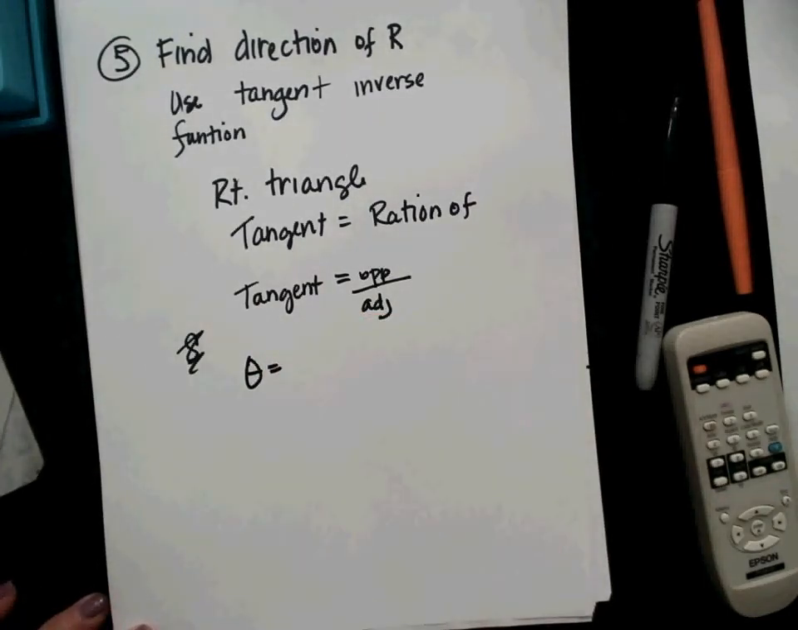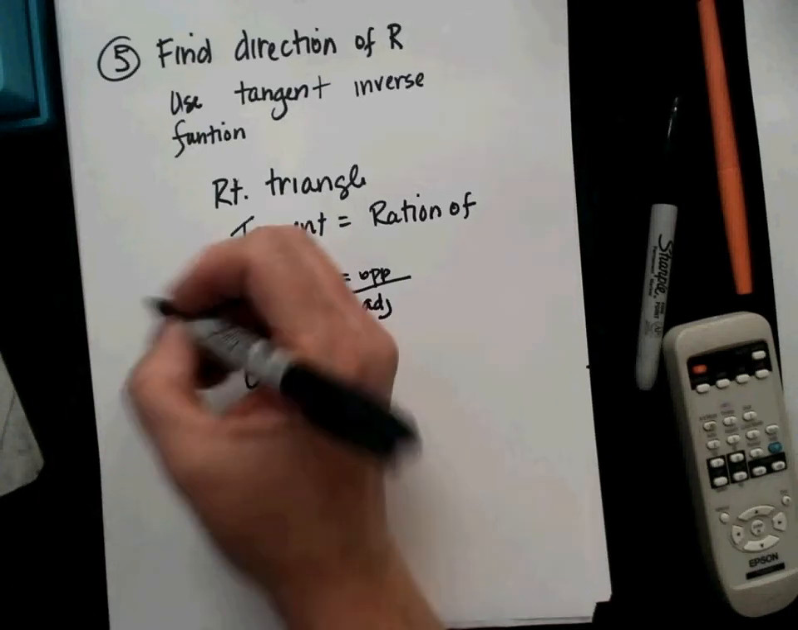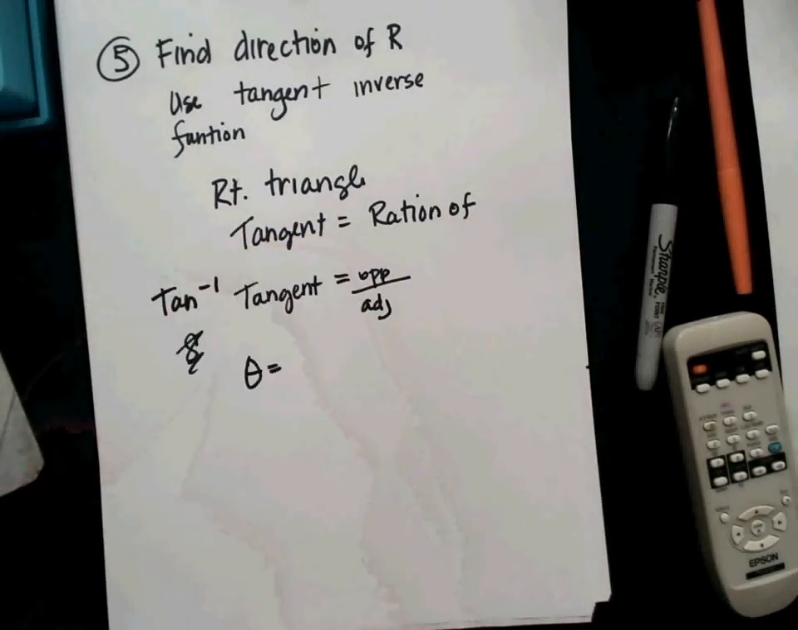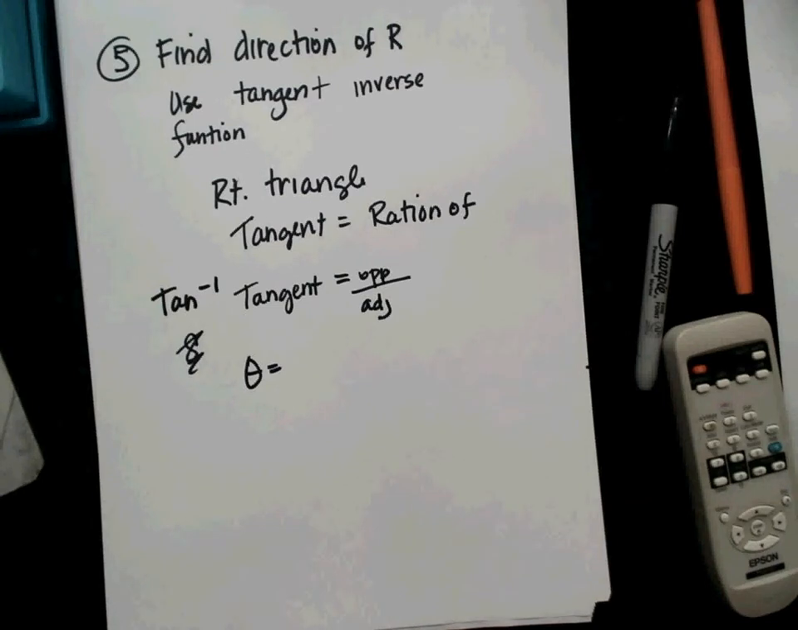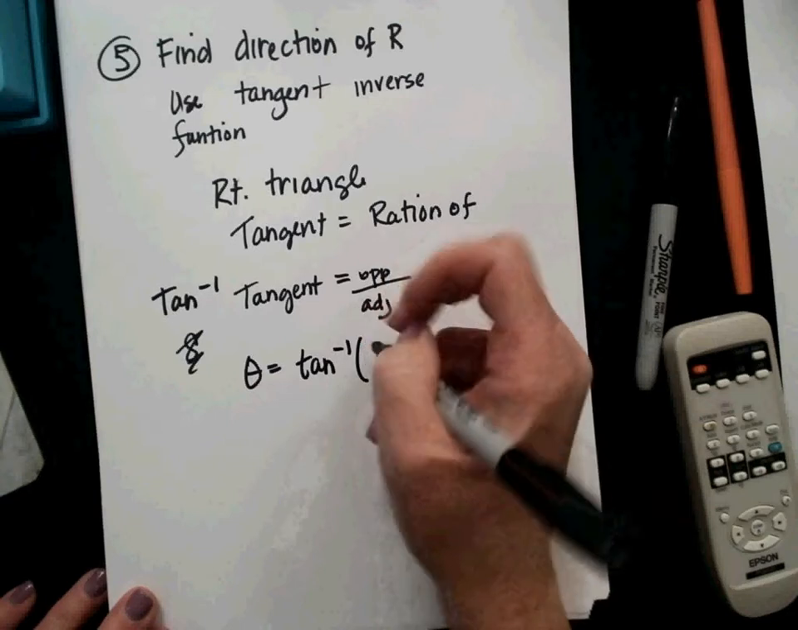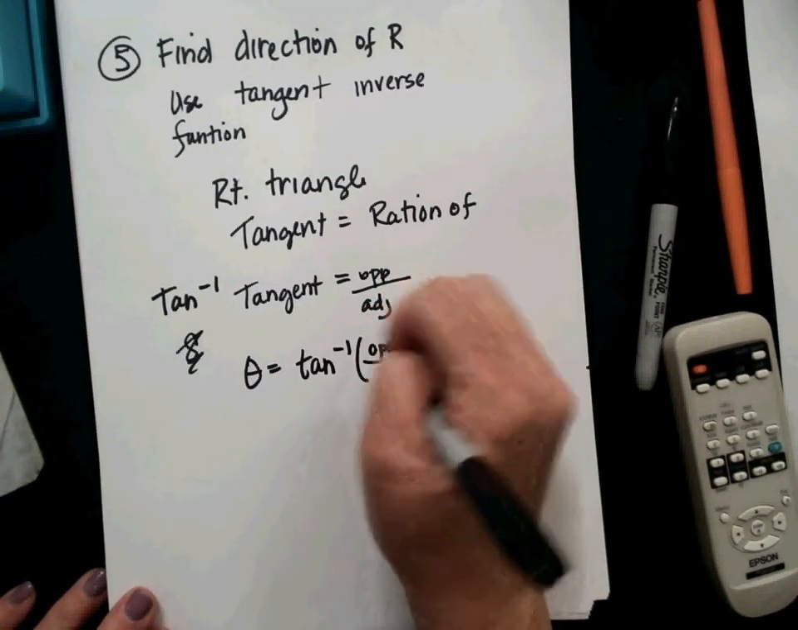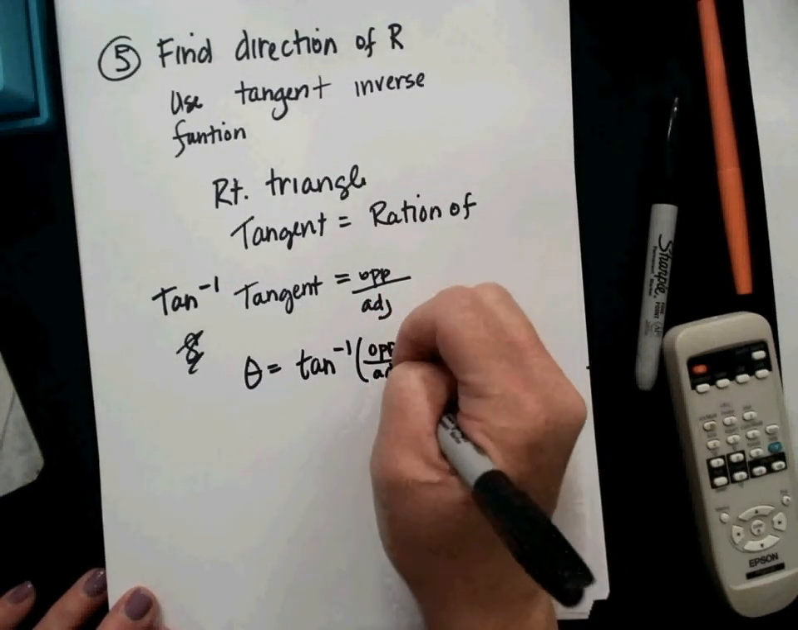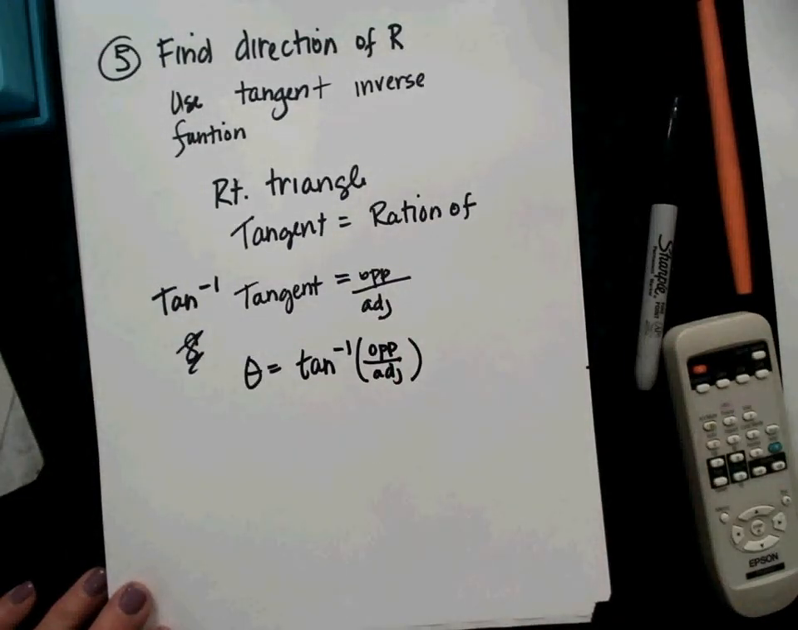If I want to find my angle, I use what's called the tangent inverse function. Look at your calculator for a little bit. You may or may not have used this in math yet. But if you look and you find tangent, above it says tangent -1. That's what it looks like on your calculator. When you want to use that function, you have to hit your second key and then hit that. So when I want to find the angle, I end up with tangent to the -1 of opposite over adjacent.